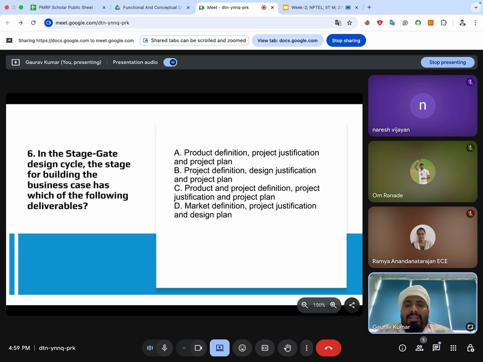When you're building a business case, you are not just defining what the product is. You are also justifying its existence, and creating a plan for how to build it. This bridges the gap between strategy and execution. So it includes the definition, justifications, and planning.